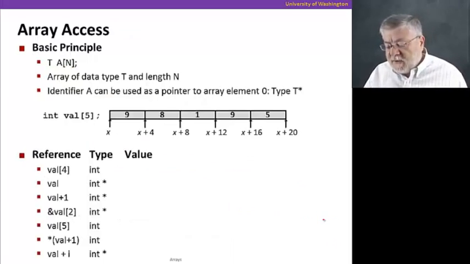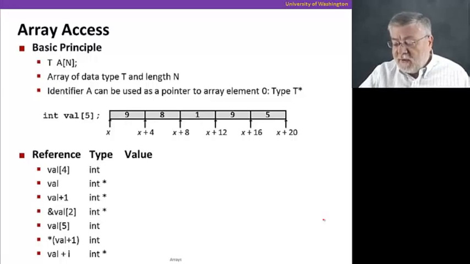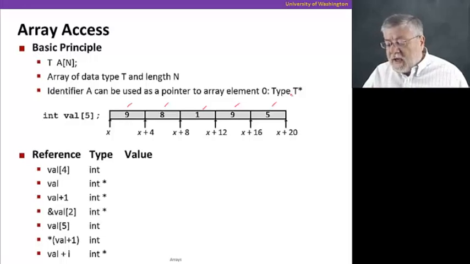Okay, so continuing with this, let's take a look at a little example here. We have a 5-element array called val, and it has the following integers stored in it: 98195. That happens to be the zip code for the University of Washington. Okay, let's take a look at how we might reference these values.